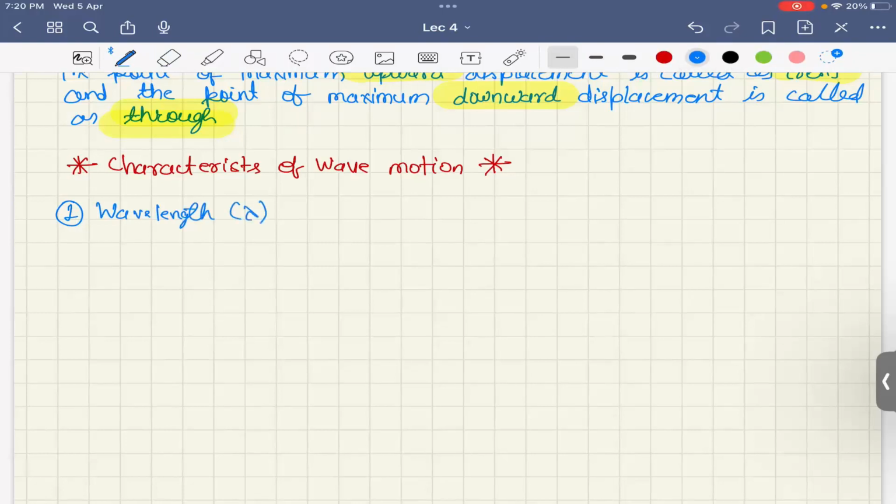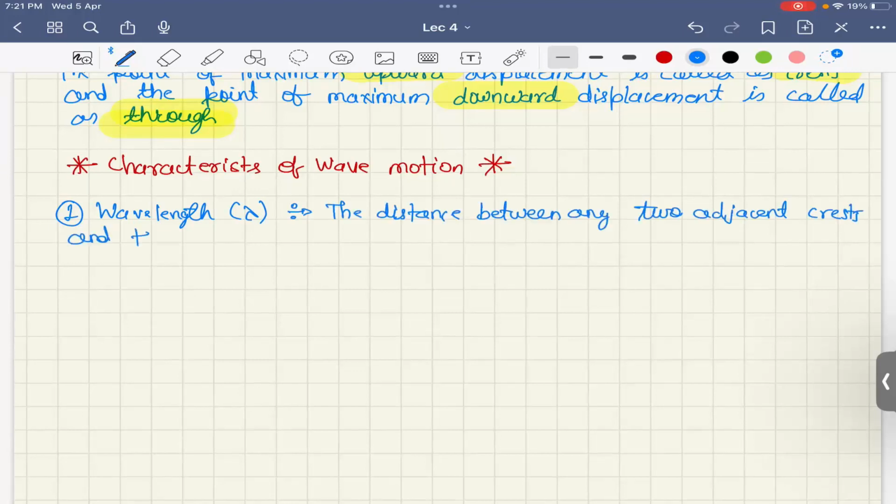Denoted by lambda. The distance between two adjacent crests or troughs is called as wavelength. It is denoted by the Greek letter lambda and is generally expressed in terms of angstrom unit. It can also be expressed as micron, millimicron, nanometer, or picometer.